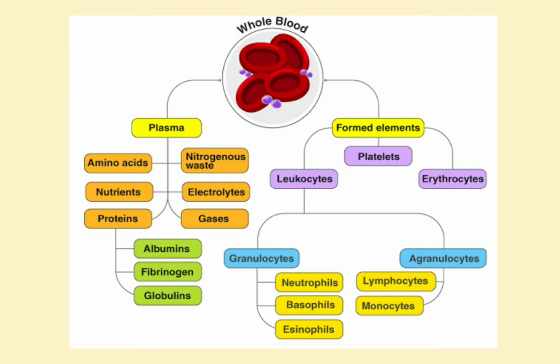Coming to the composition of blood, blood consists of plasma and formed elements. The formed elements are the cells. The plasma has organic substances and inorganic substances. The organic substances are the amino acids, proteins, and nutrients. The formed elements of blood are the RBC, which is also called erythrocytes, WBC, which is also called leukocytes, and then there are platelets, also called thrombocytes.